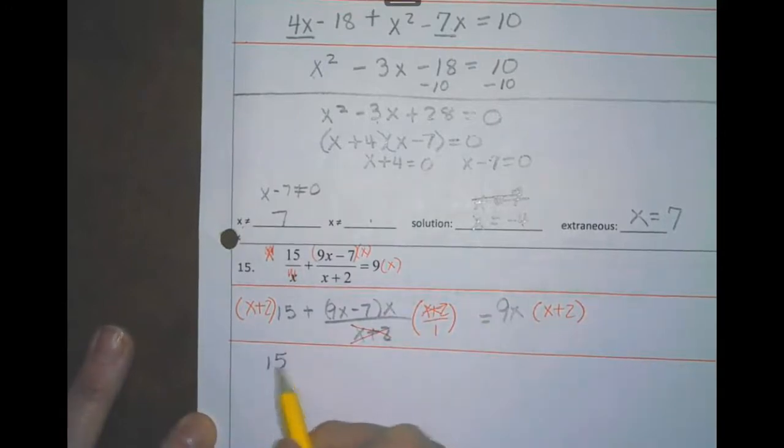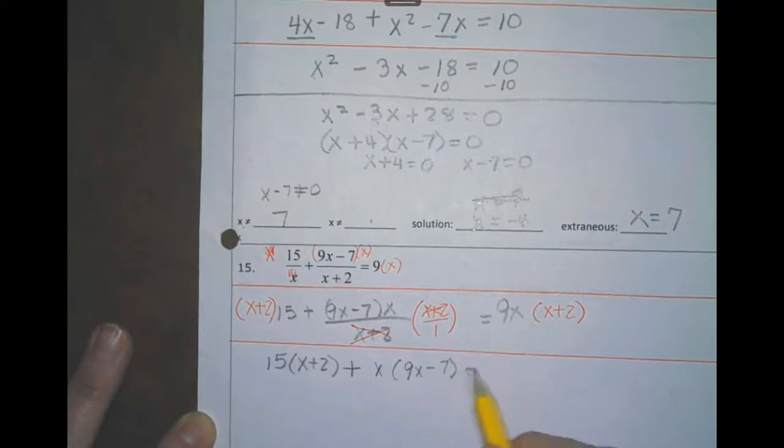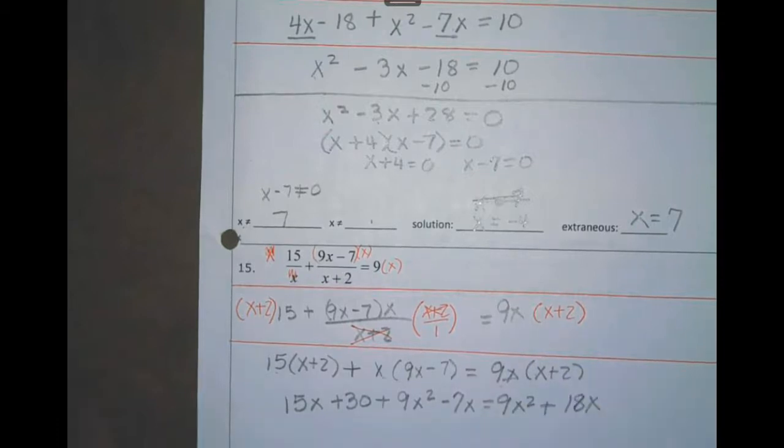Then I'm going to have 15 times x plus 2. I just switched the order to make it a little bit easier to see the distributive. I'm going to have x times 9x minus 7, and I'm going to have 9x times x plus 2. I'm going to distribute: 15x plus 30 plus 9x squared minus 7x equals 9x squared plus 18x.